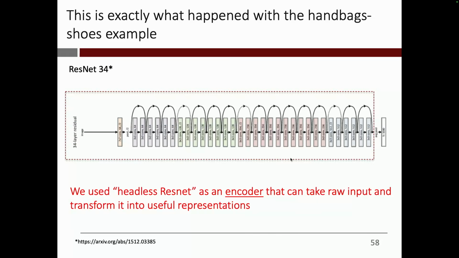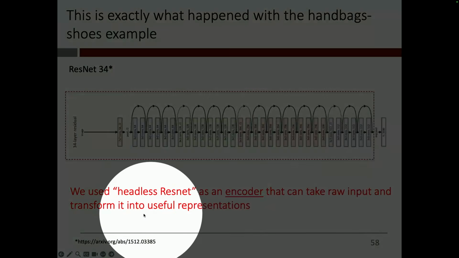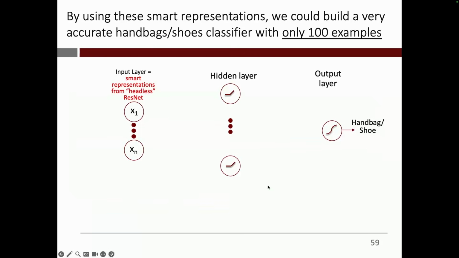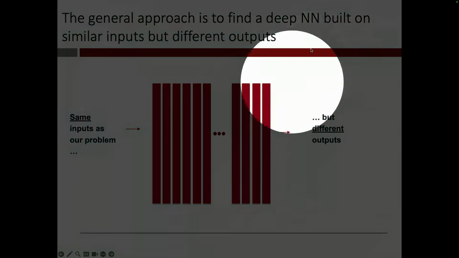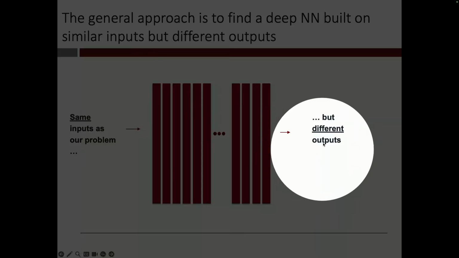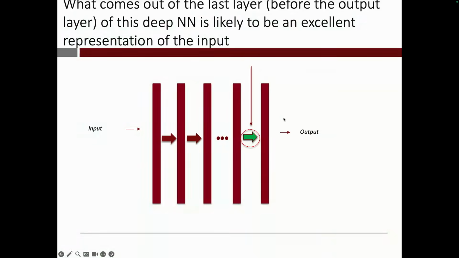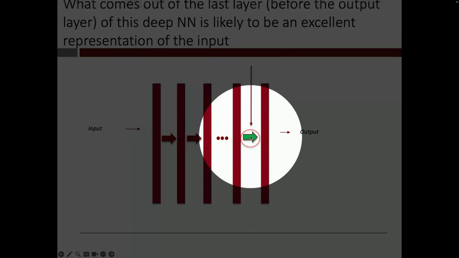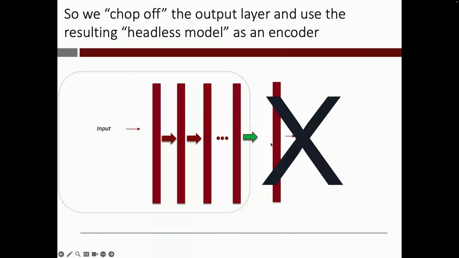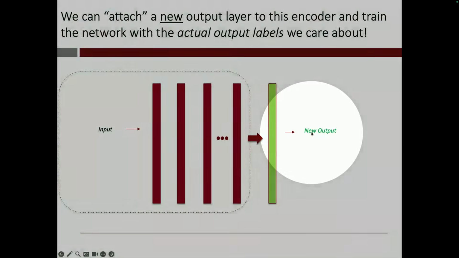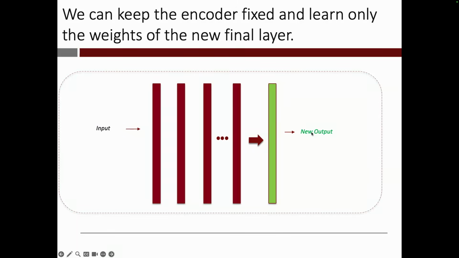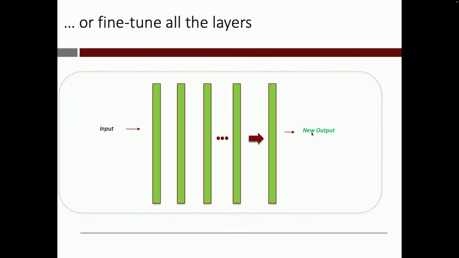OK, so this is what we did. We used headless ResNet as an encoder that can take raw input and transform it into useful representations. All right, so the general approach is that you find a deep neural network built on similar inputs but different outputs. And then you basically grab maybe the penultimate representation or the one before that. Then you chop off the head. You attach your own output head, and train just the final layer, or train the whole thing if you want. This is like the playbook we followed for ResNet. The same thing works for all kinds of other data types as well.